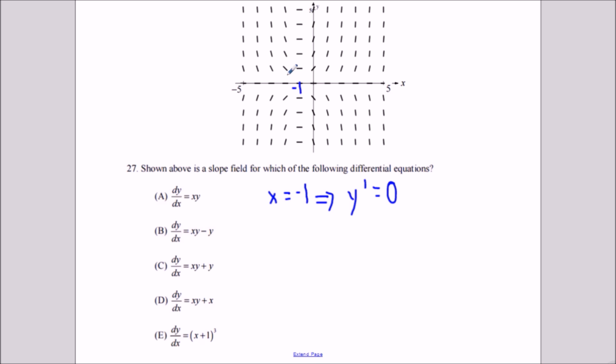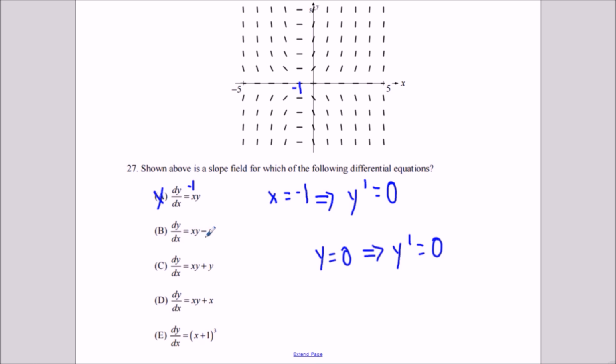And also, this horizontal section here, when y is equal to 0, that's also telling us that the derivative y prime is equal to 0 as well. So we want to look through the answer choices and see if we plug in negative 1 for x or 0 for y, will the derivative always be 0? If we look at choice A, we could eliminate it, because if we plug in negative 1 for x, if y is anything else but 0, then the derivative is non-zero.